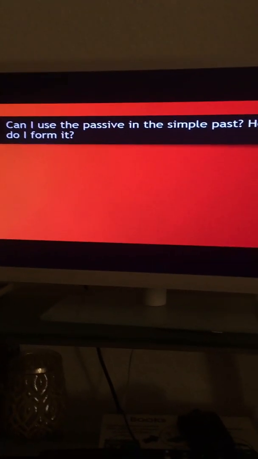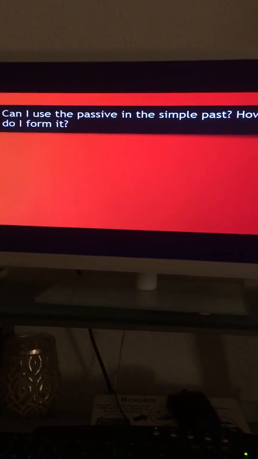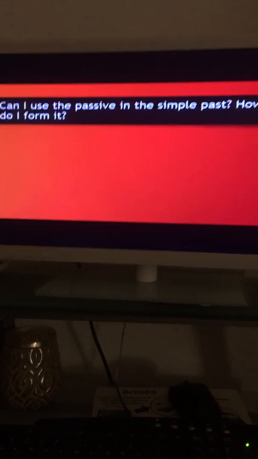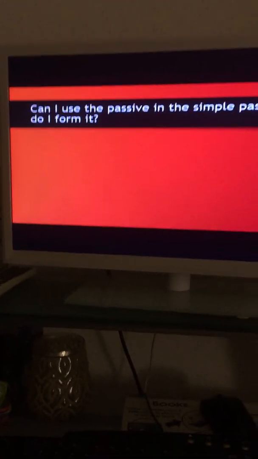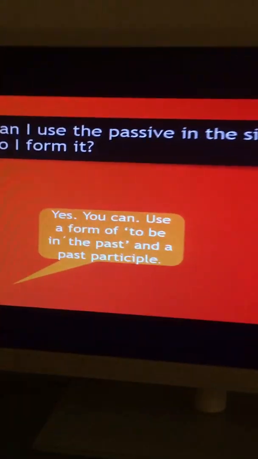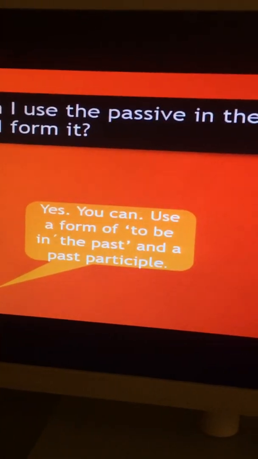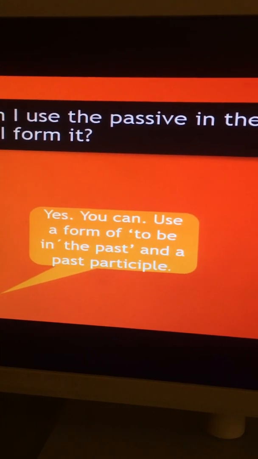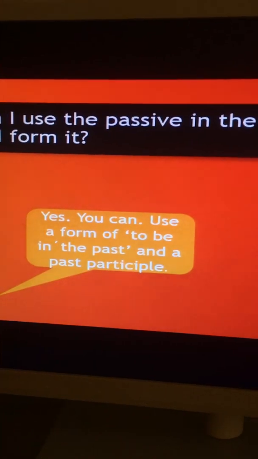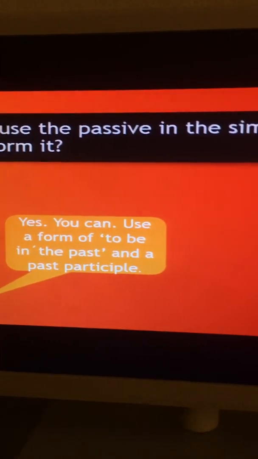Okay, let's look at the next one. What does it say here? Can you use the passive in the simple past? How do I form it? Right. Yes, you can. Use a form of to be in the past and a past participle. Okay, what does that look like then?